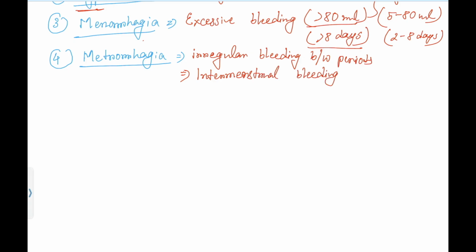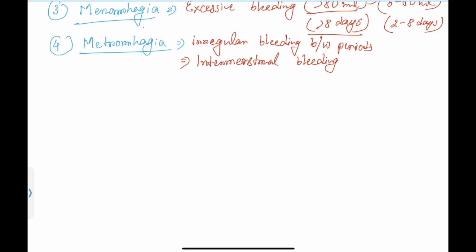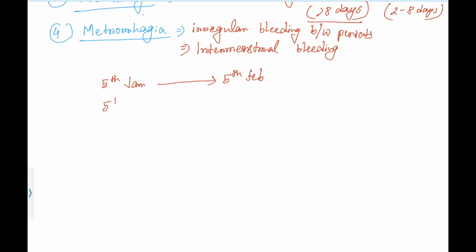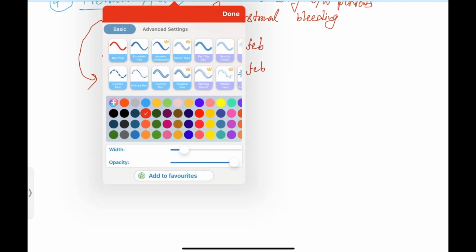In normal cases, let's think a woman gets her period on 5th January, then next month, on 5th February, she will again get her menstruation. But in case of metrorrhagia, if a woman gets her period on 5th January, it is not necessary that she will get it on 5th February. She can get this menstruation on 20th January. That will be considered as metrorrhagia, meaning intermenstrual bleeding.